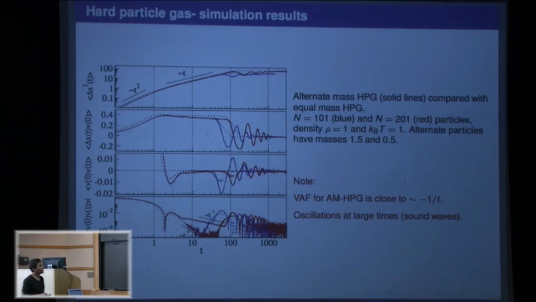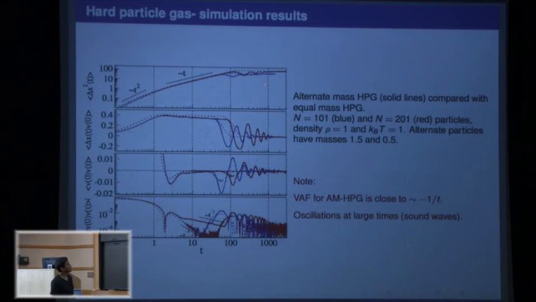Which is the dotted stuff? Dotted stuff is the equal mass case. And what about the different color lines? They are for two different system sizes. Right, okay, so the blue is for a smaller system size, and the red is for the larger system size.